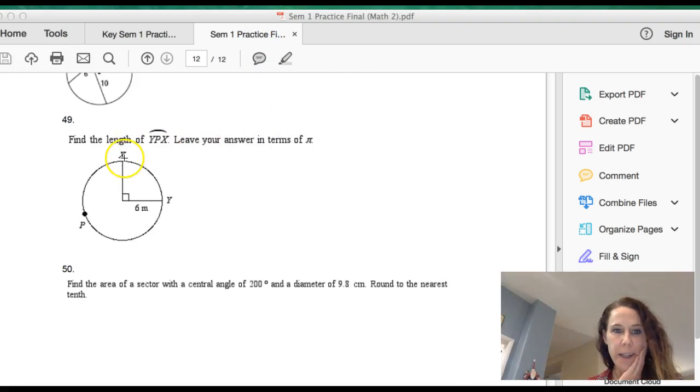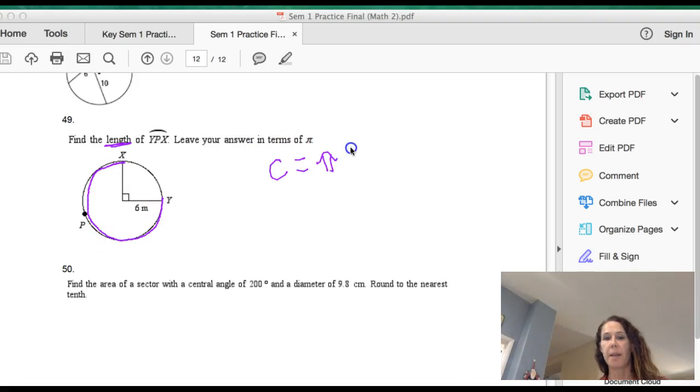We want to find the length of x, this right here. And the length would mean circumference. We don't want the measure of it, we want the circumference. But we don't want the whole circumference. We know circumference is pi times diameter. The whole circumference would be the whole circle. We just want this piece. Since this central angle is 90, the arc also measures 90.